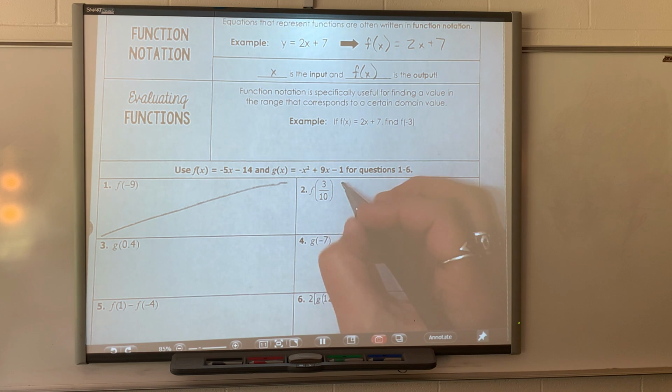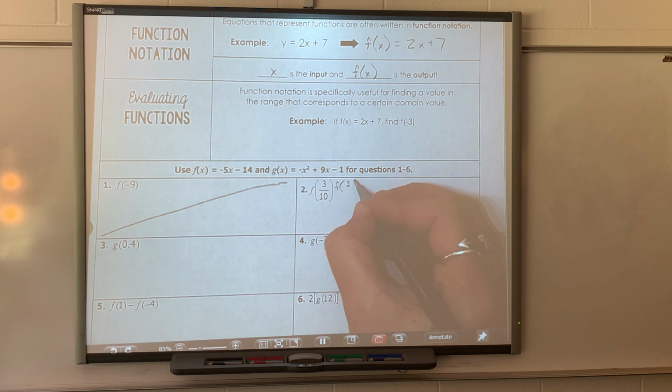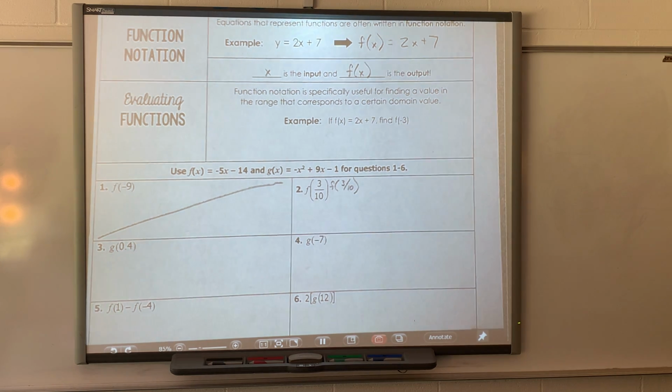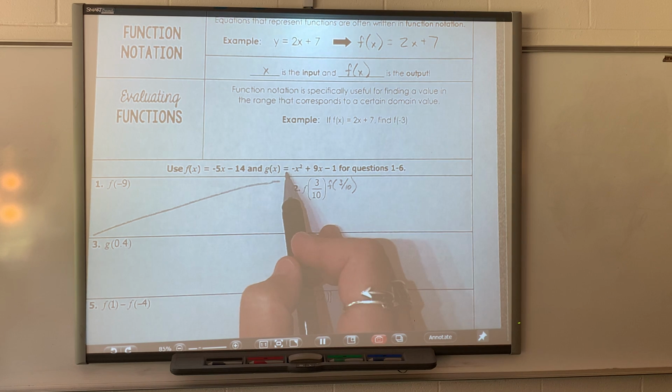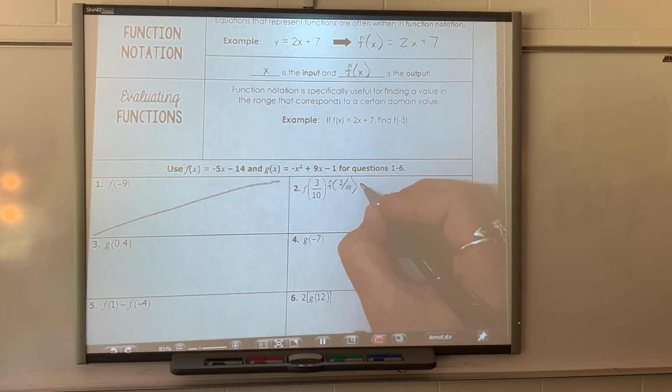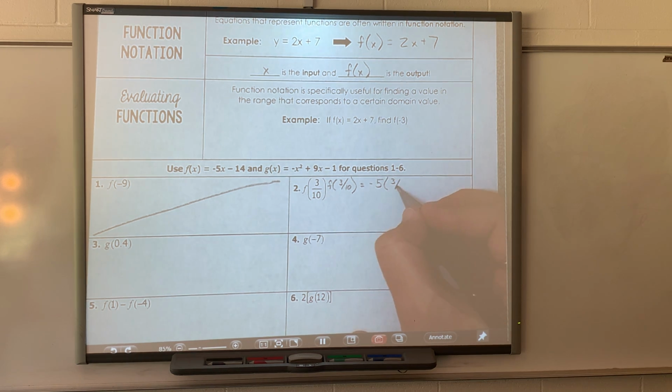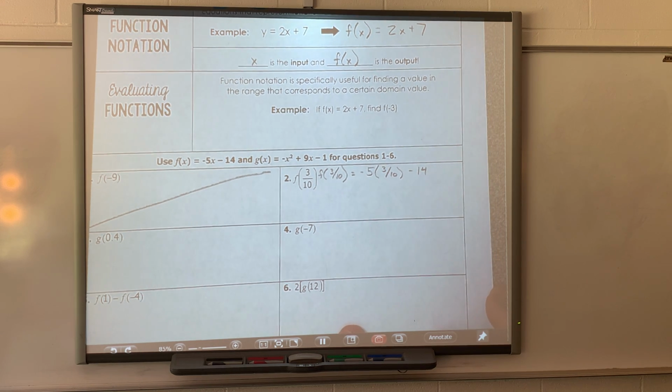Alright, here we go. So f of 3/10. Technically, this is the correct way to write it when you do it. I don't always do it this way to save space. So f of 3/10, meaning that I'm going to, and here's my equation for f of x. They have one for g of x. So f of 3/10 is, so I have negative 5 times 3/10 minus 14. So you're going to let your calculator do the work for you. This is simply order of operations, really, is all you're doing.